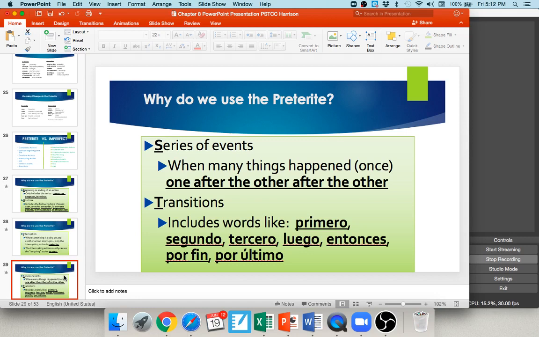And finally, the T in BOIST stands for transitions. These are common words that you see like primero, first, segundo, second, tercero, third, luego and entonces, which both mean then, or por fin, por último, which both mean finally. All of those are kind of trigger words for the preterite as well. So BOIST: beginning or ending of actions, one-time events, interrupting actions, series of events, and transitions.